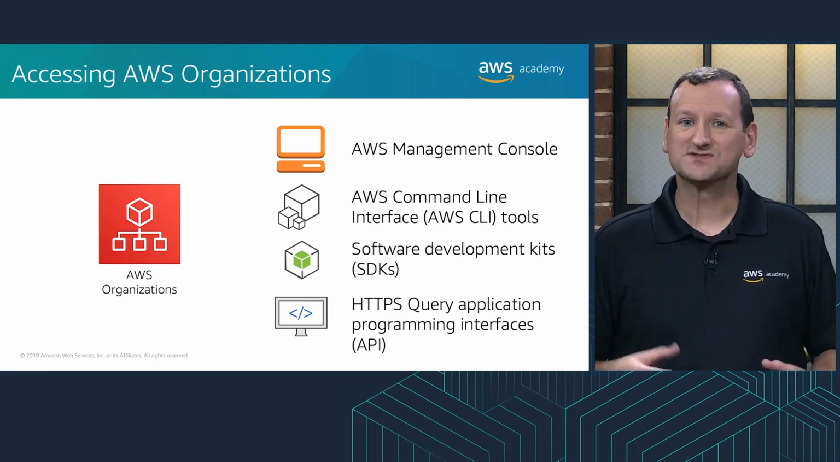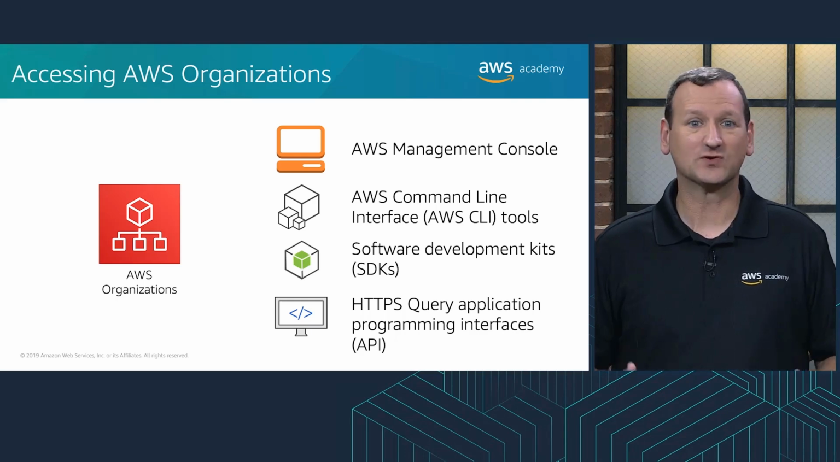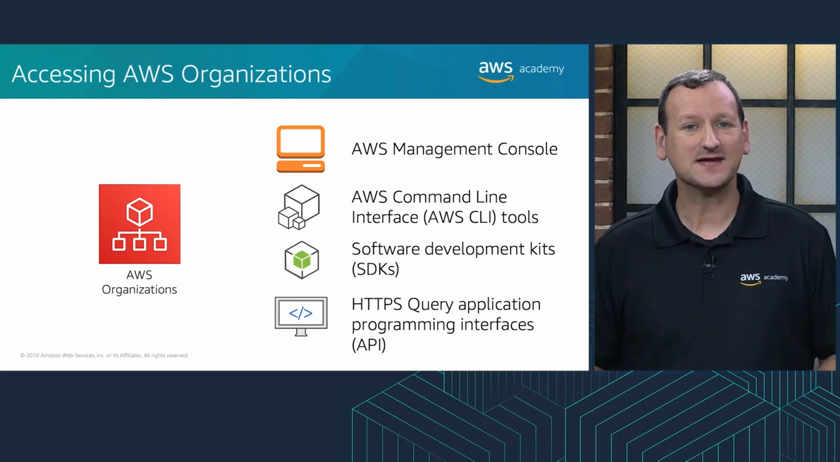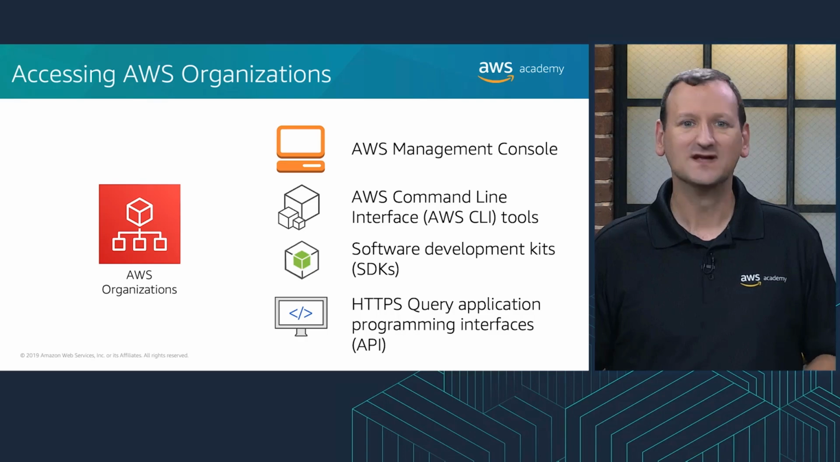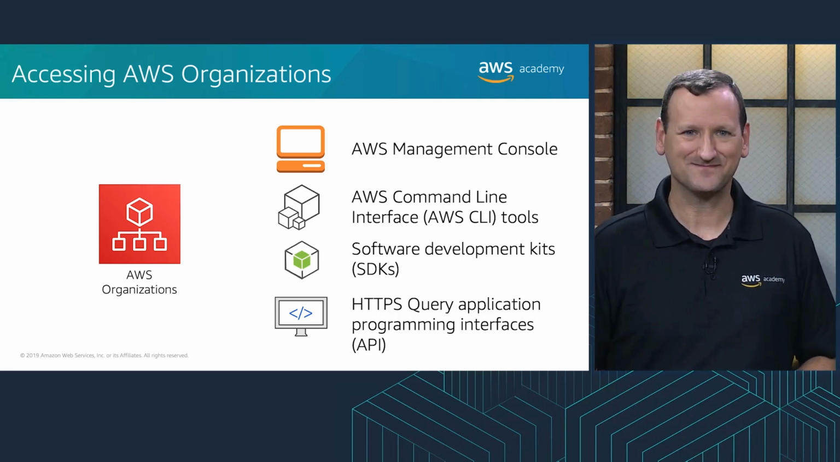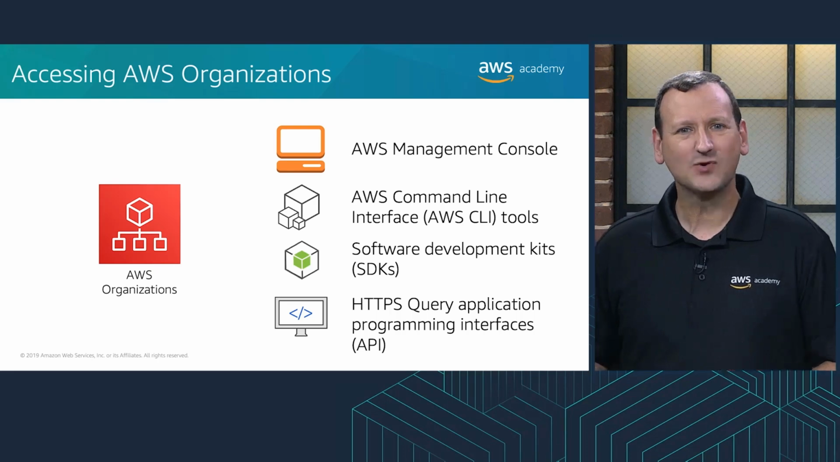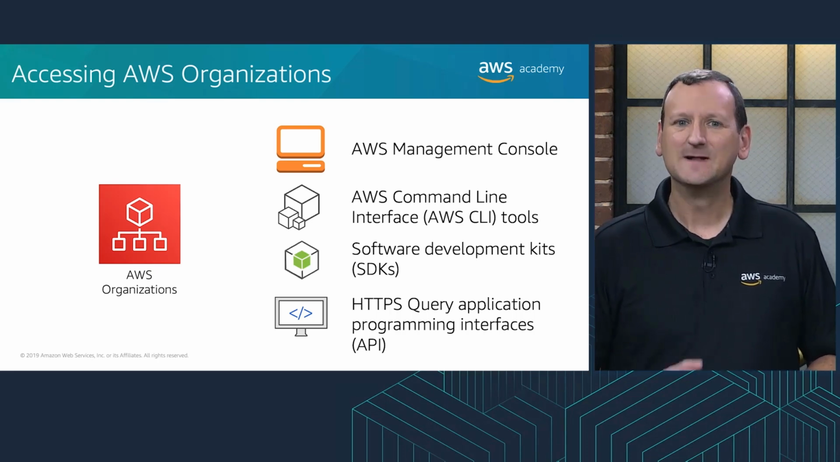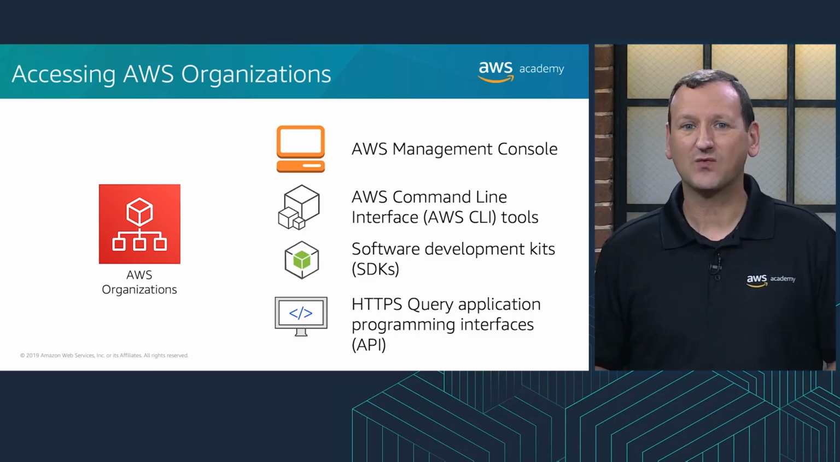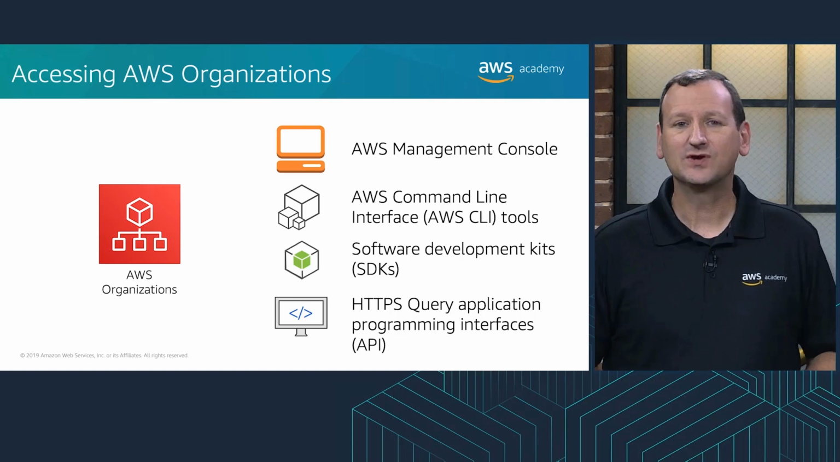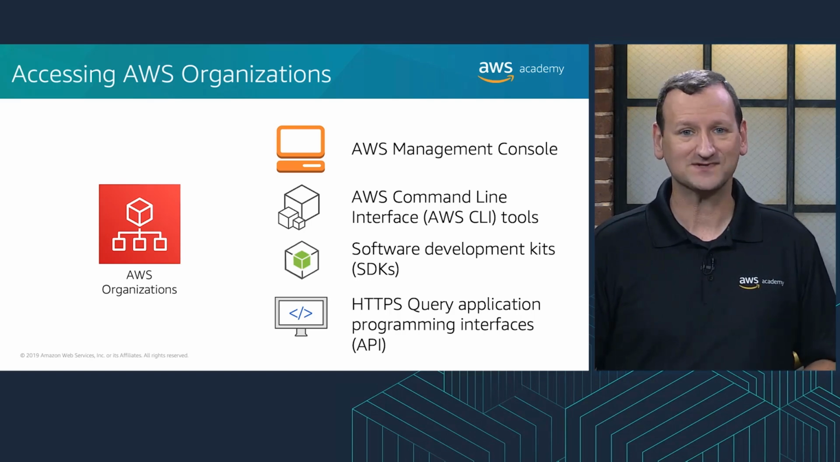You can also use AWS software development kits to handle tasks such as cryptographically signing requests, managing errors, and retrying requests automatically. AWS SDKs consist of libraries and sample code for various programming languages and platforms, such as Java, Python, Ruby, .NET, iOS, and Android. The AWS Organizations HTTPS Query API gives you programmatic access to AWS Organizations. You can use the API to issue HTTPS requests directly to the service. When you use the HTTPS API, you must include code to digitally sign requests by using your credentials.